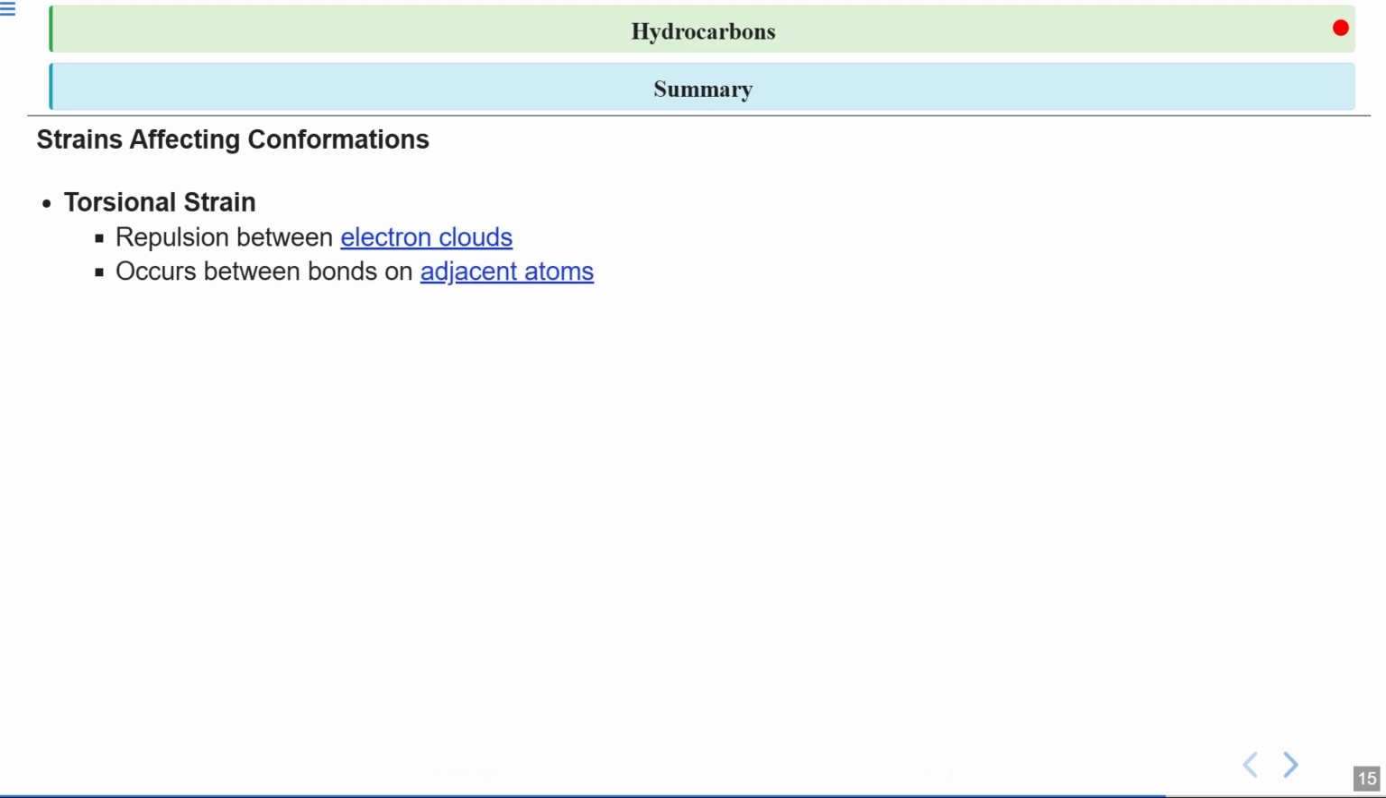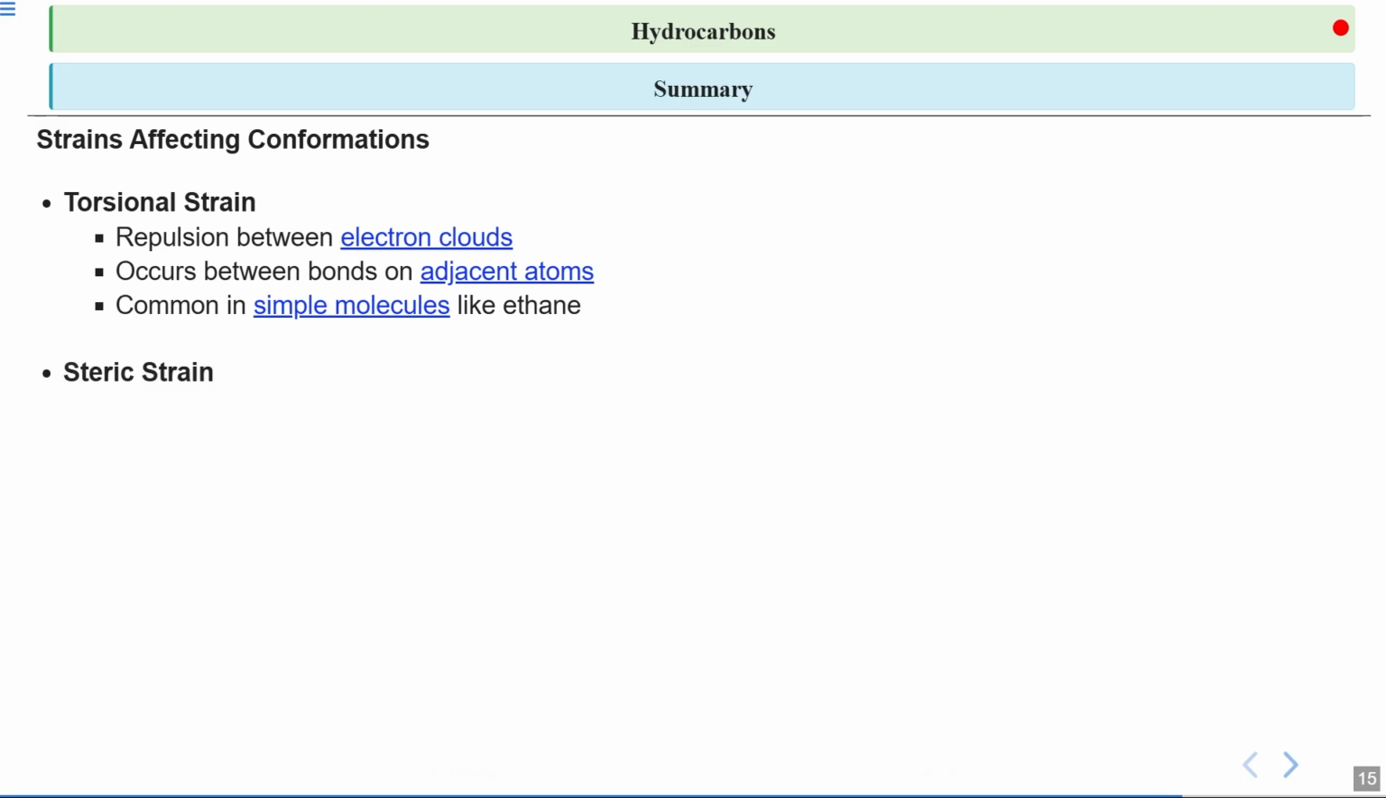Of course, it will occur more significantly between the bonds of adjacent atoms. That means the strain happens when atoms that are next to each other in the molecule have bonds that repel each other. Now, it is highlighted that the torsional strain is common in simple molecules like ethane. Ethane is a basic hydrocarbon, and understanding its behavior helps us grasp more complex molecules.